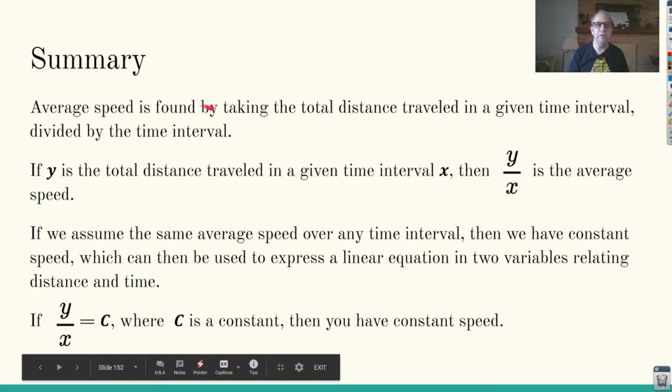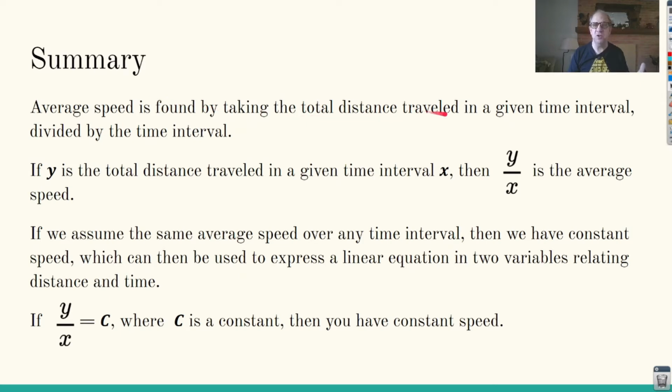All right, so average speed is found by taking the distance traveled in a time interval divided by that time interval. So for example, if y is your total distance and x is your time, then y divided by x is the average speed. And you may recognize this from last year or the year before when finding constants in a proportion. So the average speed over a time interval is a constant speed, which you can use to express in the linear equation of two variables relating distance and time.